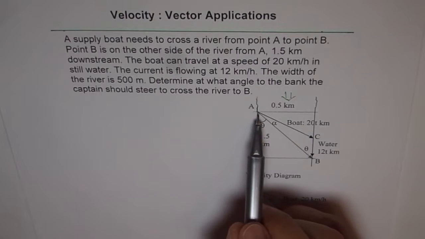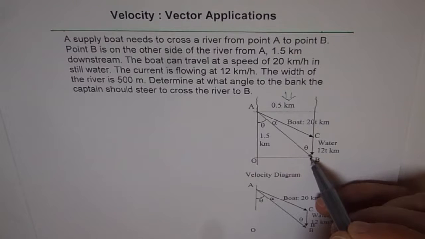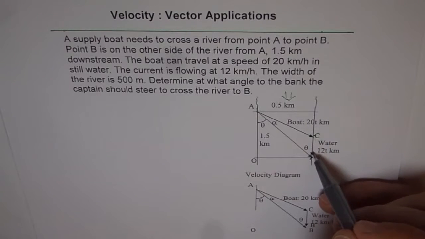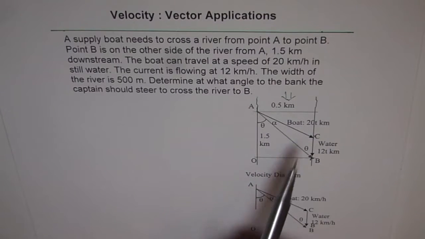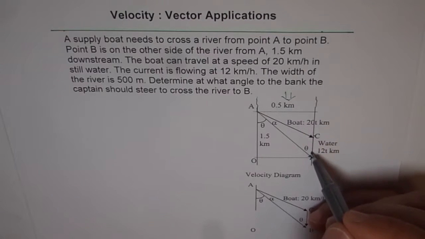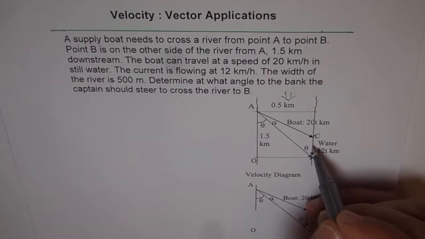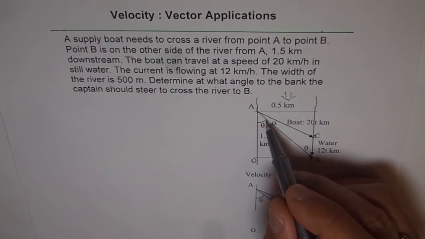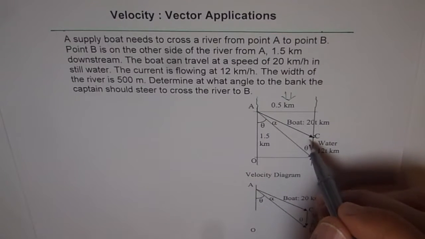If the boat is trying to travel somewhere here, then water is going to push it further down. So the captain should steer it at a higher point than B, right? Somewhere between these two. We don't know where that point is, so let it be C. Let the captain steer the boat towards C, and then water is going to push it with a velocity of 12 kilometers per hour down to B. So we have to figure out the location of point C, or the angle at which the boat is being steered. That is what the question is.